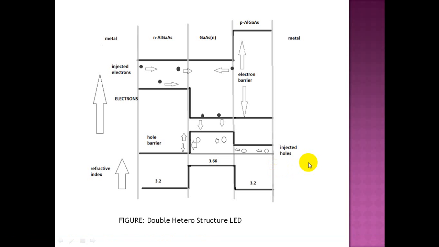Optical confinement is achieved because the refractive index of gallium arsenide, which is 3.66, is higher than the refractive index of the surrounding layer, that is aluminum gallium arsenide, of refractive index 3.2. Thus the active region works like a waveguide, similar to an optical fiber trapping light within the core.